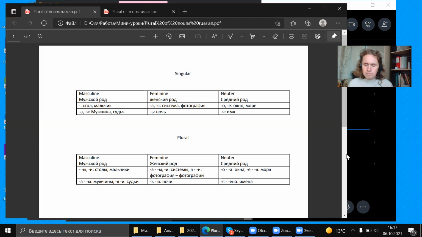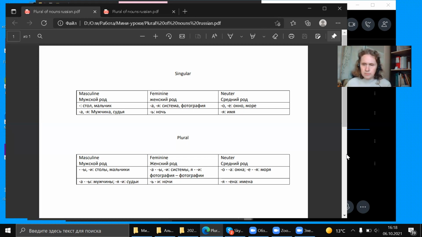Okay, so yeah, мужчина, a man, судья, a judge. As I said, there are not many nouns like this, and mostly they are proper names. Like you will get lots of masculine names, especially diminutive forms with these endings.